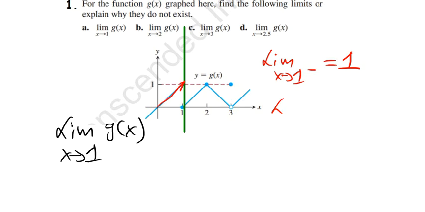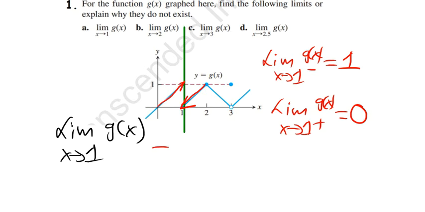Let's try to approach 1 from the positive side for g of x. Let me not forget that. From the positive side, this is how we are coming closer to this line. So we are getting closer and closer to the x-axis, where we know y is actually 0. So the fact that the negative and the positive side don't agree, or they are not on the same point, it therefore tells us the limit does not exist.